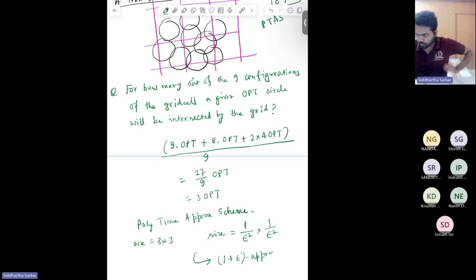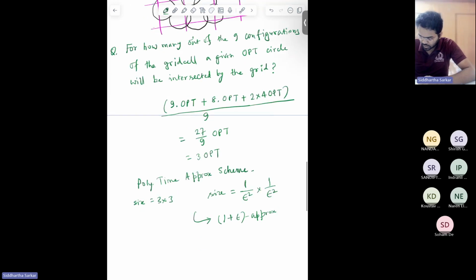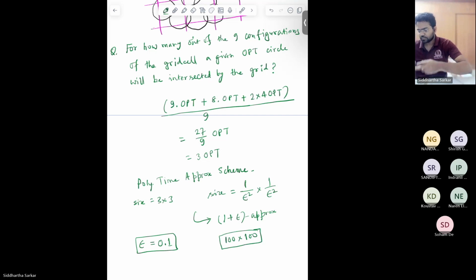So what it means is the following. Suppose you want, let us just be crude and say that you want a 1.1 approximation. Then you will put epsilon is equal to 0.1. Then you have to take a grid cell of size 100 cross 100. Right? Right. So to achieve 1.1 approximation, you need a 100 cross 100 grid cell. I will share the reference material with you. There is more to it.